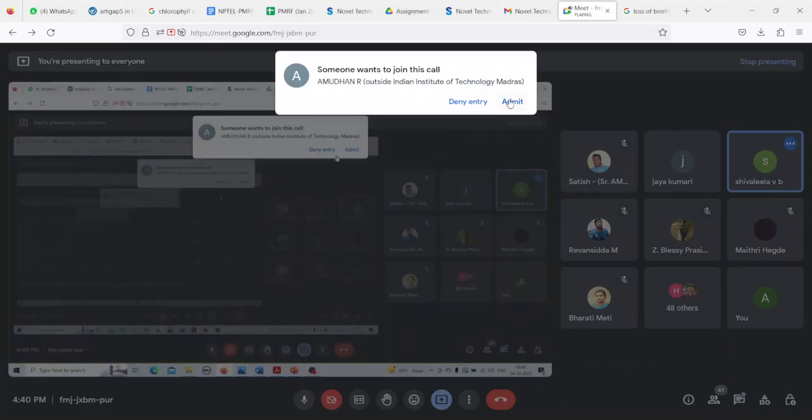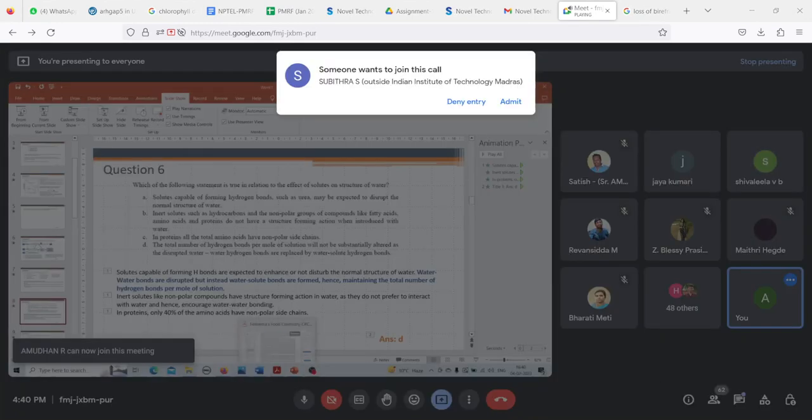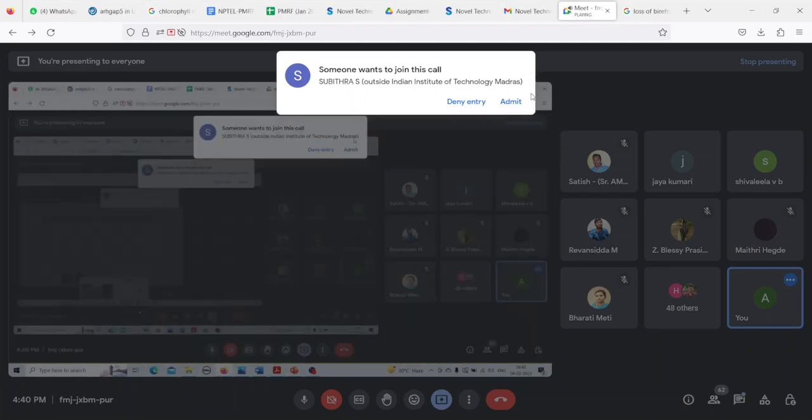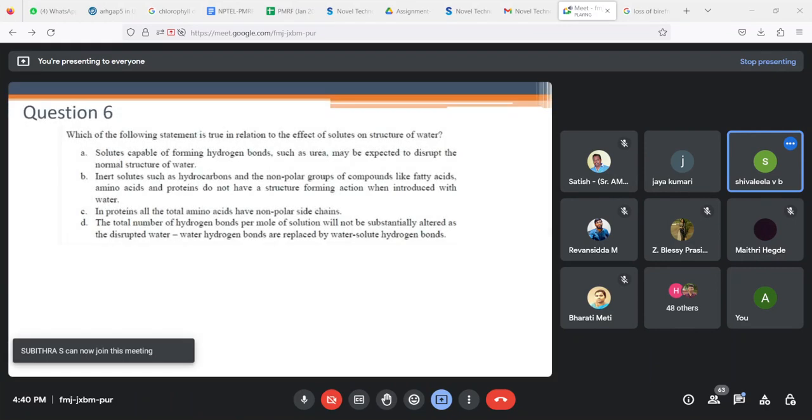C. C is true. C or D? So, okay, what happens when you add a solute capable of forming hydrogen bonds? Or let's not go to even that high. What happens when you add a polar group to a polar solvent like water? Why does it allow polar groups to be dissolved but non-polar groups to not be dissolved?